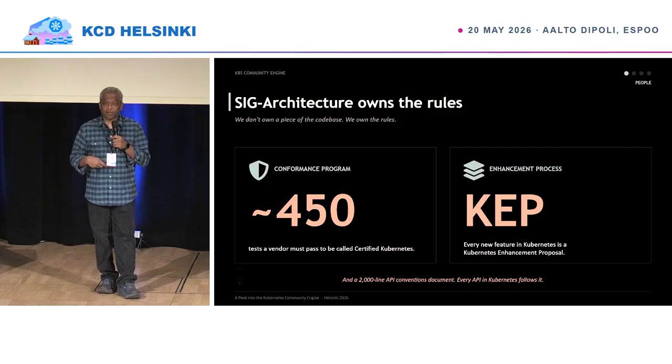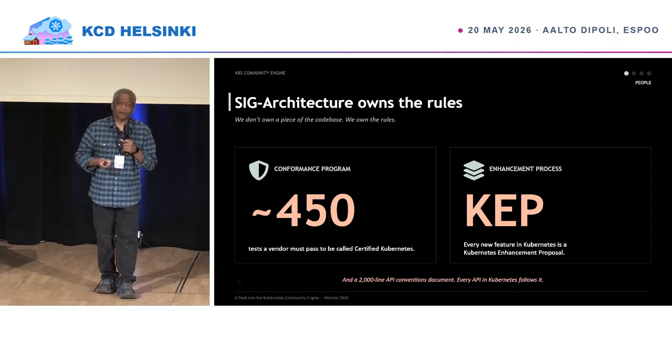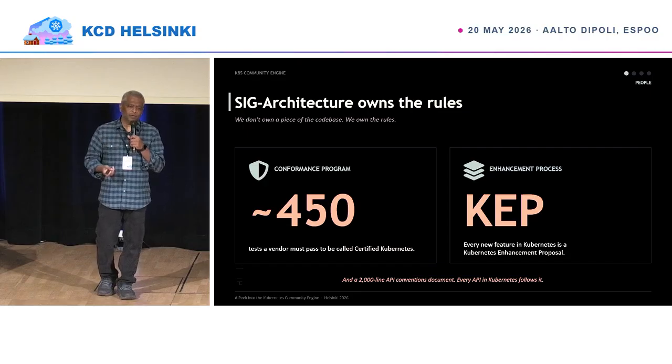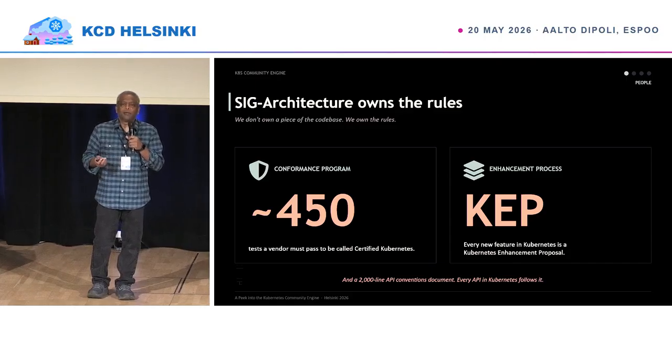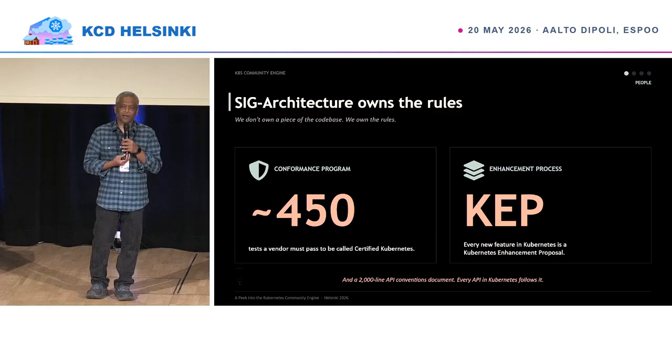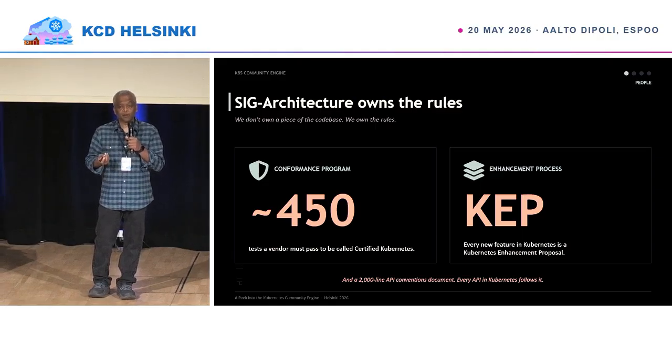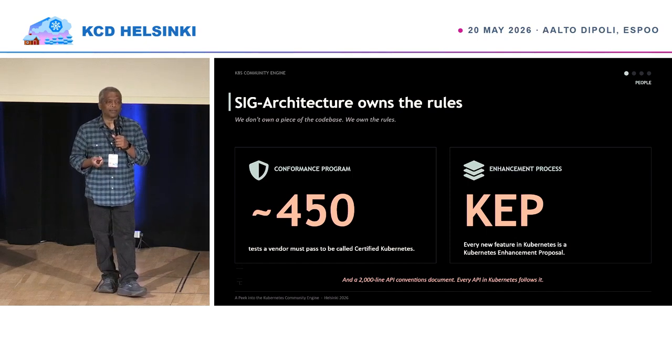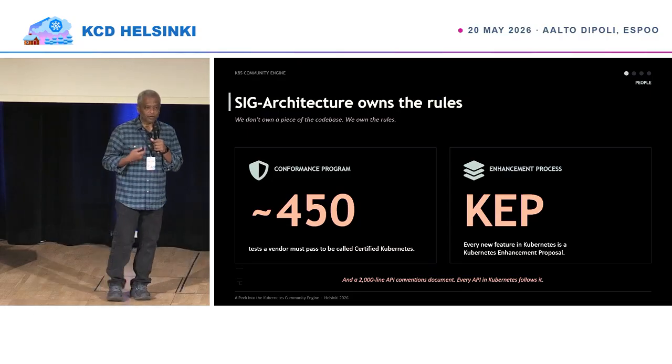SIG Architecture, like I promised, maintains a conformance program. It's very easy for open source projects to get forked, and it's very easy for people to do whatever they want with the code, especially with the Apache license. But then what happens? Everybody gets a different experience when they touch Kubernetes, and they won't even realize that this Kubernetes is different from that Kubernetes. So how do we make sure that doesn't happen? We have a conformance program.